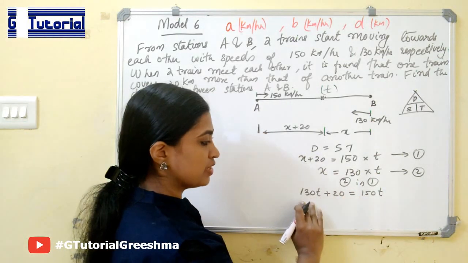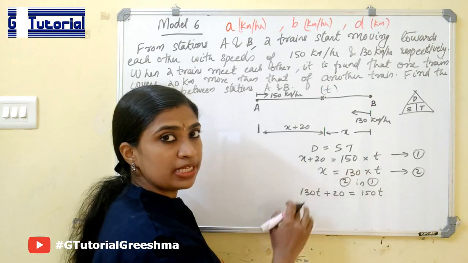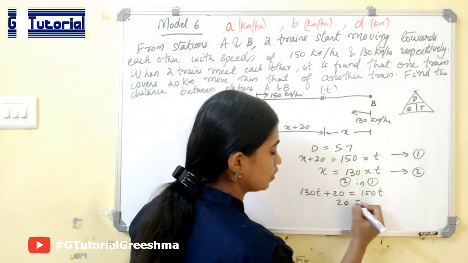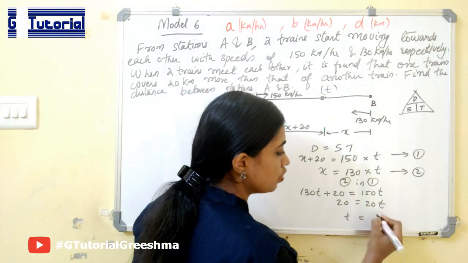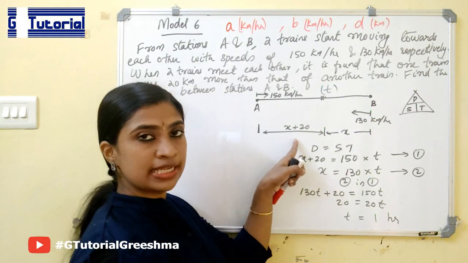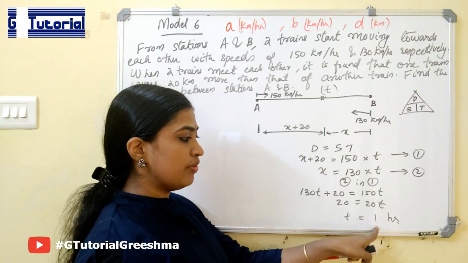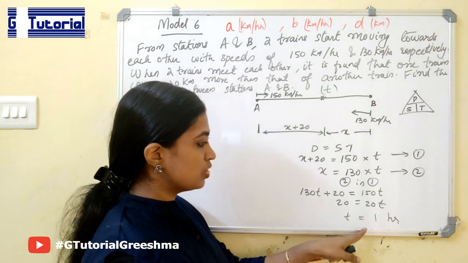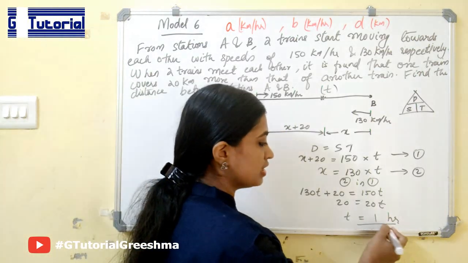We can take this 130t to that side. So 150 minus 130 is 20t. So 20 is equal to 20t, or t is equal to 1. The speed is in kilometer per hour and distance is in kilometer, so the time we obtained is in terms of hours. So 1 hour is the time.